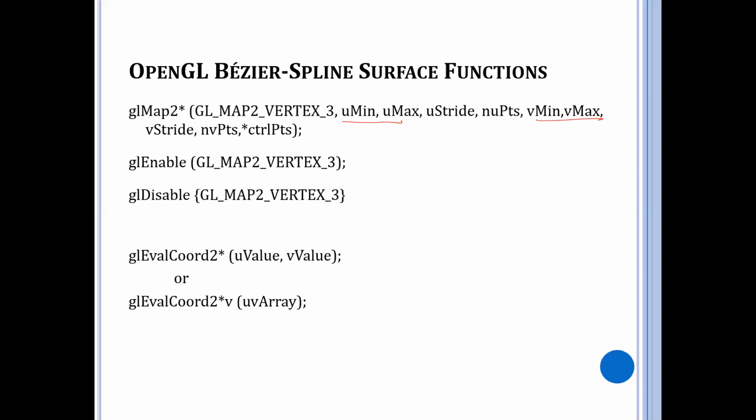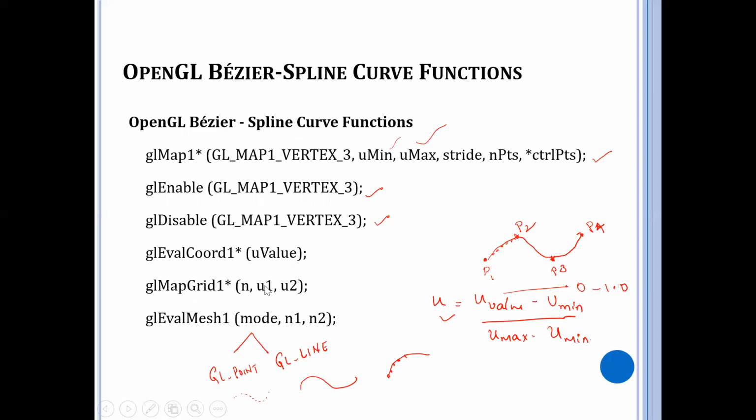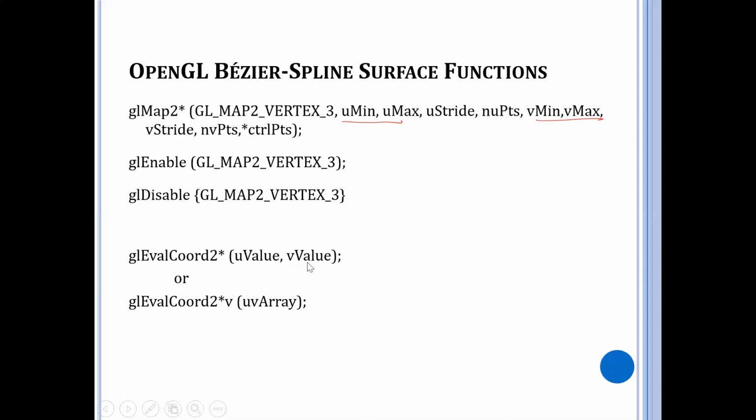The coordinate position on the Bezier surface can be calculated using glEvalCoord2 or glEvalCoord2v. Something which we have used here, evalCoord, was just for the u value, but if I use this, I have to go with the u value as well as the v value, or you can use one more function wherein you have a uv array, which together generates the uv values for us.